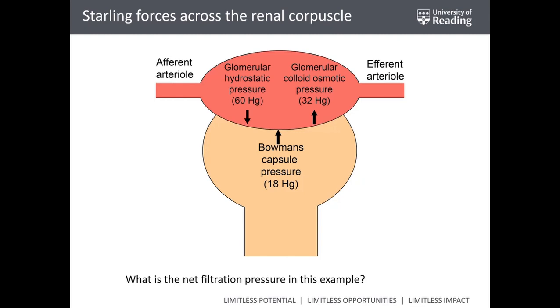So it's easy. You have to do 60 minus 32 minus 18, and you will know the net filtration pressure, which will always be directed from the arteriole to the Bowman's capsule. Of course, if the hydrostatic pressure drops below the sum of 18 plus 32, then you don't filtrate blood anymore and you're in trouble.